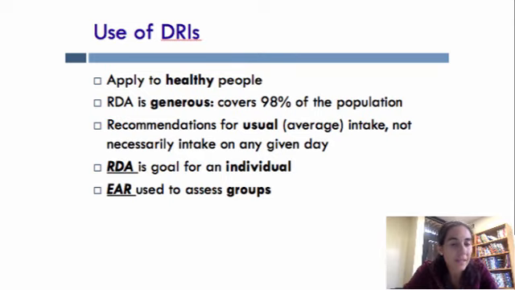The EAR, however, is used to assess intake status of groups. So we see the EAR used and reported in epidemiologic research and epidemiologic studies to determine if a given group or population is meeting their needs or getting enough in terms of their intake for a specific nutrient. So that is important to keep in mind when assessing the intake level for an individual. We use the RDA. For groups, we use the EAR. It will be important to keep in mind these important points that we went over regarding the DRIs.